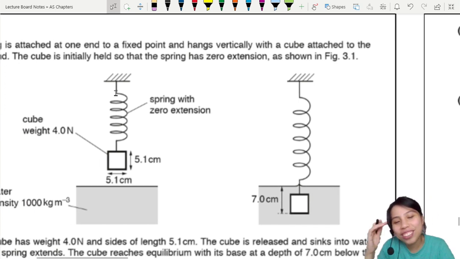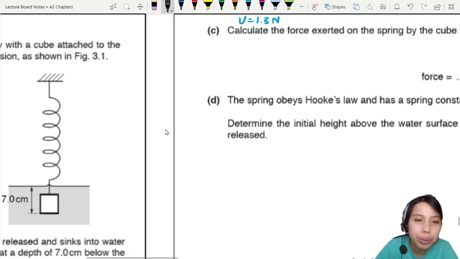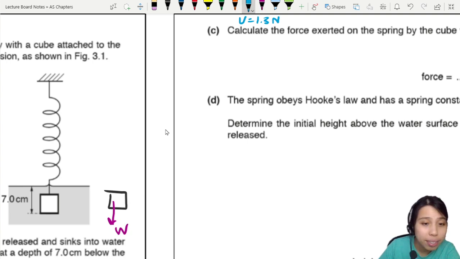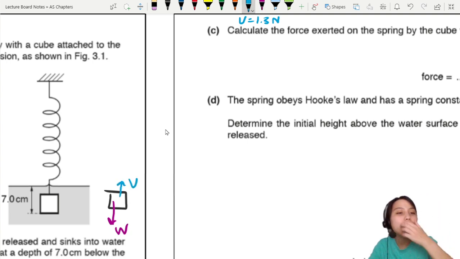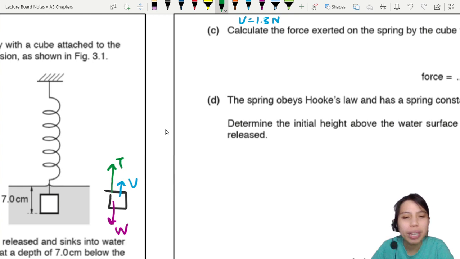Okay. Let's think of the cube. If I separate out just the cube, if I just look at the cube, what are the forces acting on the cube? Can draw, right? Well, this cube will have weight, upthrust, and then a force due to the spring. We usually call that tension force or compression. I'm just going to put T.